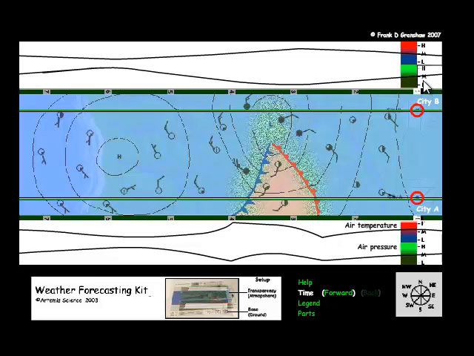You're also going to be determining the barometric tendency. So is the air pressure falling or rising? When I look at this line as it crosses through each of these cities, it looks like as it goes from the right side to the left side, it's decreasing. So we're going to say that the barometric tendency is falling.